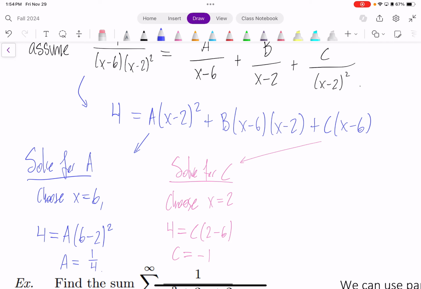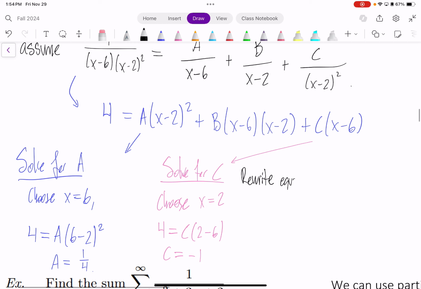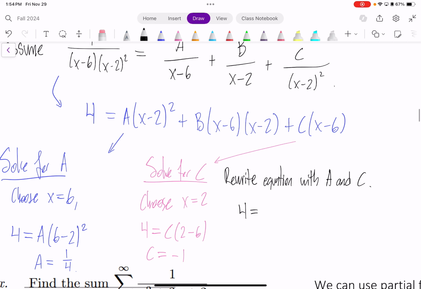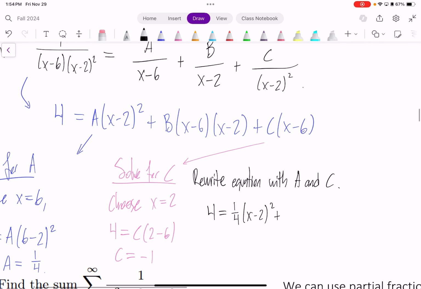Okay, so let's solve for b now. So let's rewrite our equation with our new constants. So after we rewrite, we're going to get 4 is equal to 1/4 times x minus 2 squared plus b times x minus 6 times x minus 2 minus 1 times x minus 6. So all we're doing is subbing in our values for a and c, and now we can solve for b.